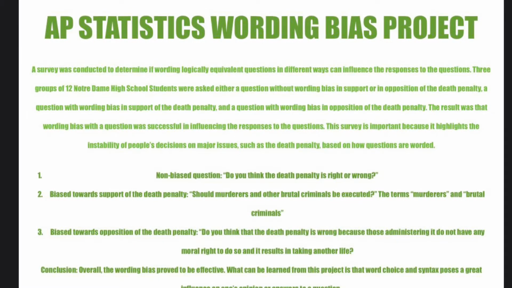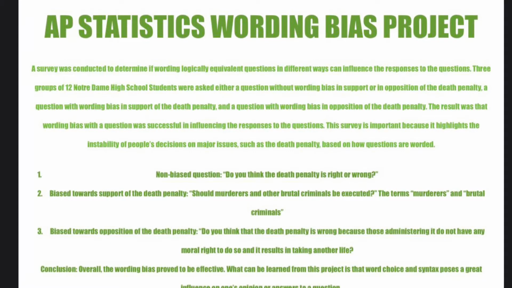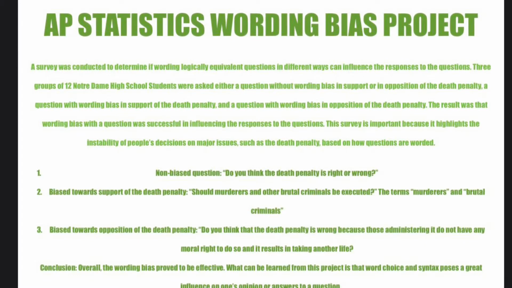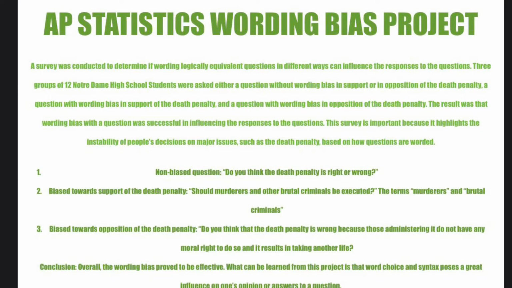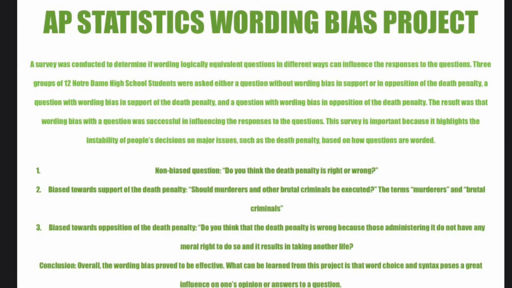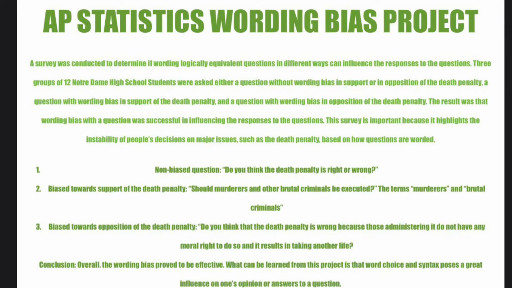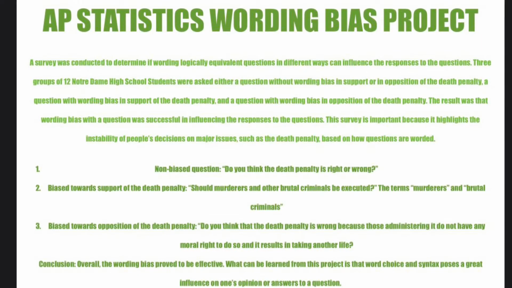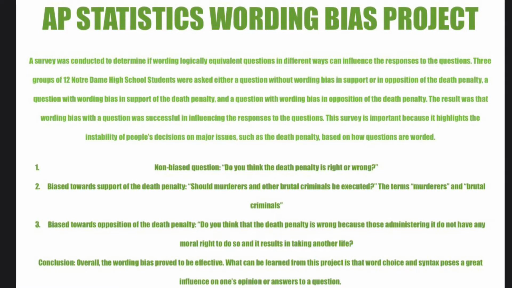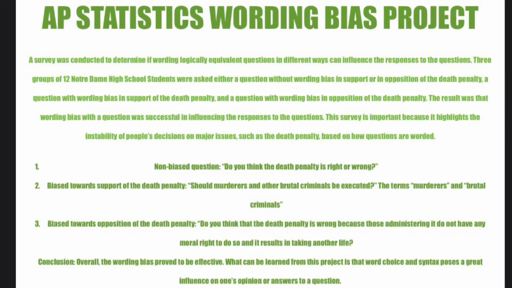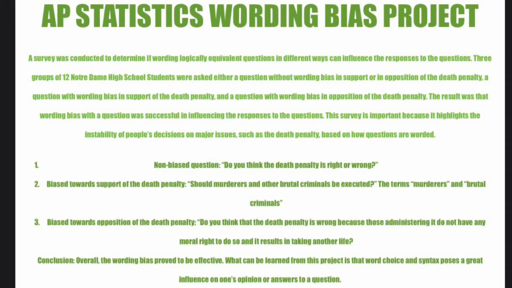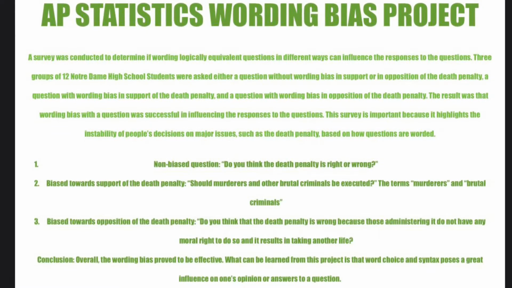So our survey was conducted to determine if wording logically equivalent questions in different ways can influence the responses to the questions. 3 groups of 12 Notre Dame high school seniors were asked either a question without wording bias in support of or in opposition to the death penalty, a question with wording bias in support of the death penalty, and a question with wording bias in opposition to the death penalty. The result of our survey was that the question with wording bias was successful in influencing the responses to the questions. Our survey is important because it highlights the instability of people's decisions on major issues, such as the death penalty, based on how questions are worded.